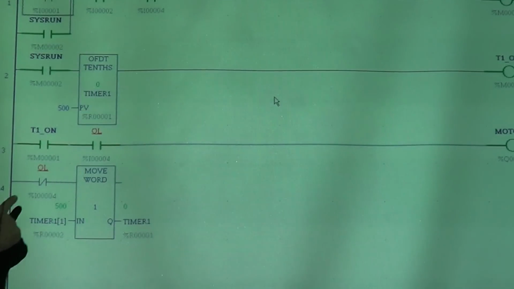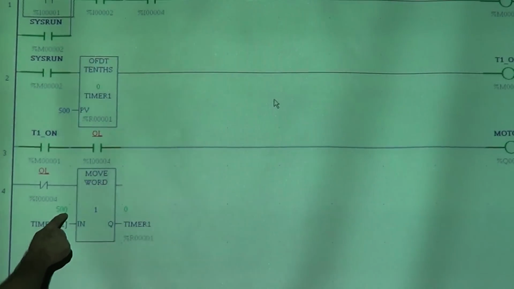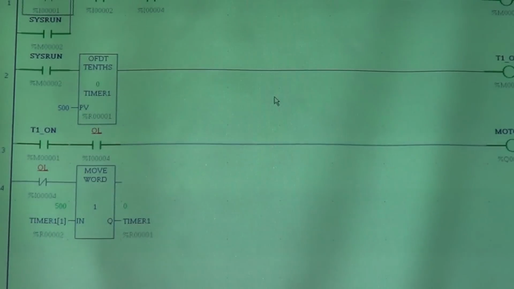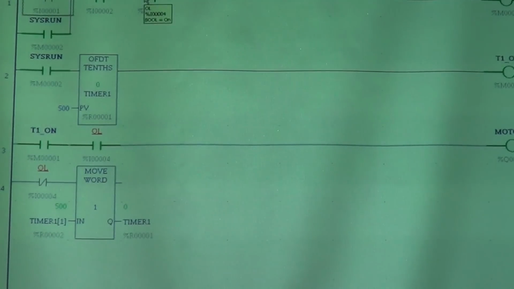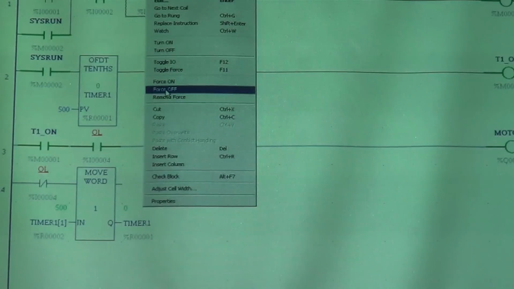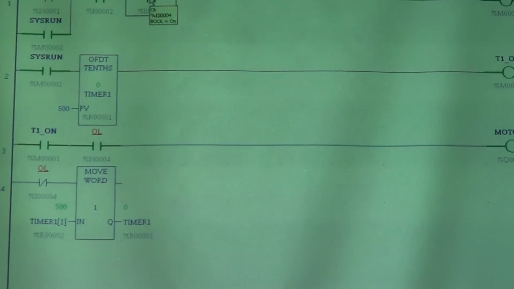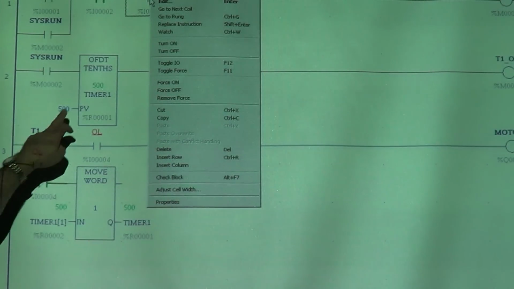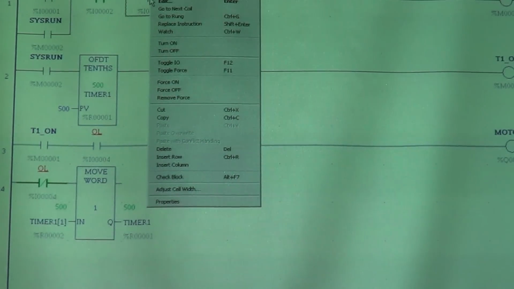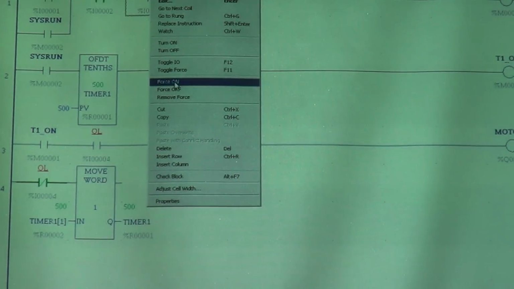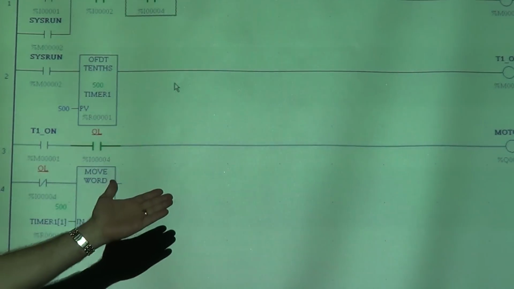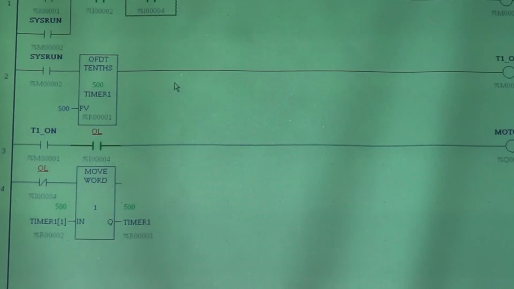As soon as this goes true, it will pick up the value that's stored there, which in this case is 500, and move it over there to timer 1. Here we go. It did it. You see that? Boom, 500. Now if I come back over here, turn it back on again, reset our overload, the motor never continued on once the overload was tripped.